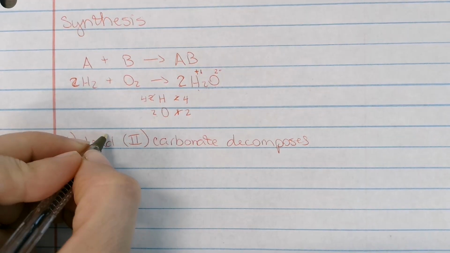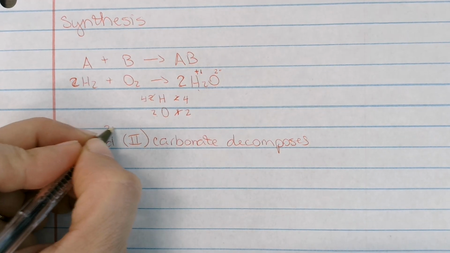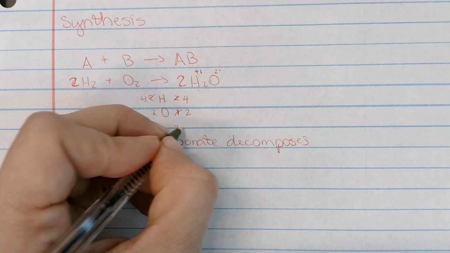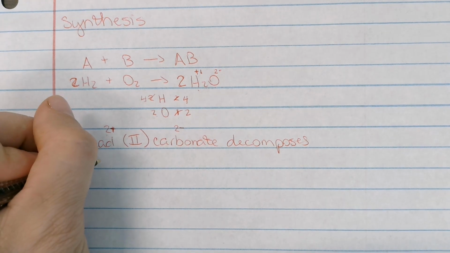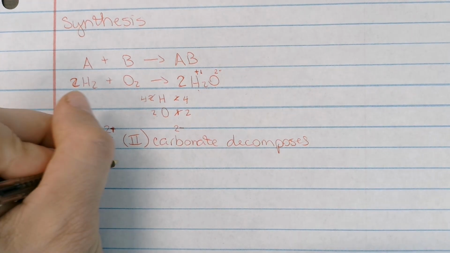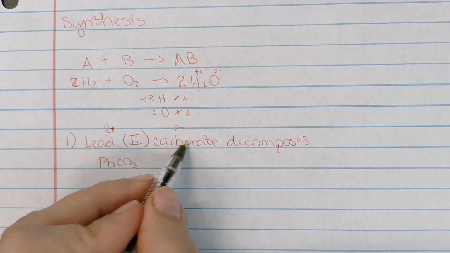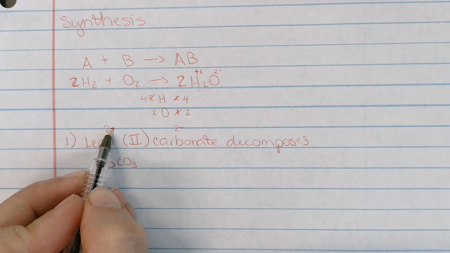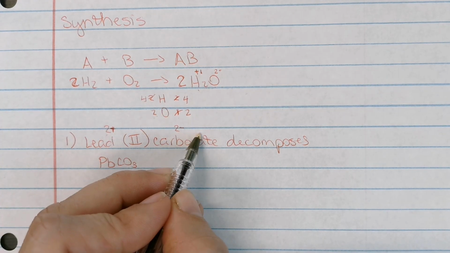First I know that lead has a 2+ charge, and if you look on your polyatomic chart, carbonate has a 2- charge. So I'm going to have PbCO3. Carbonate is CO3, and because it's a +2 and a -2, those charges cancel.